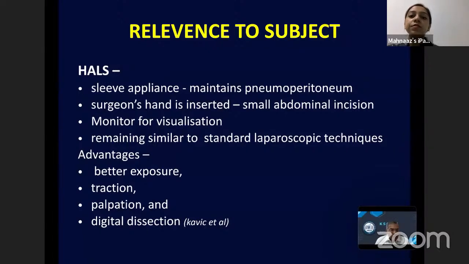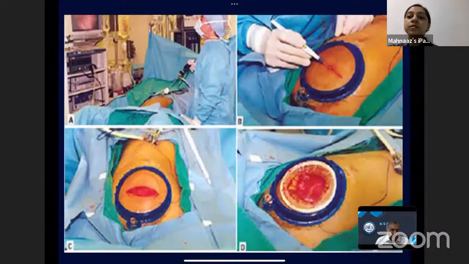The advantage of this is that there's better exposure. The surgeon can give traction themselves with their hand. They can palpate important structures, and digital dissection is possible. So this is HALS being done.